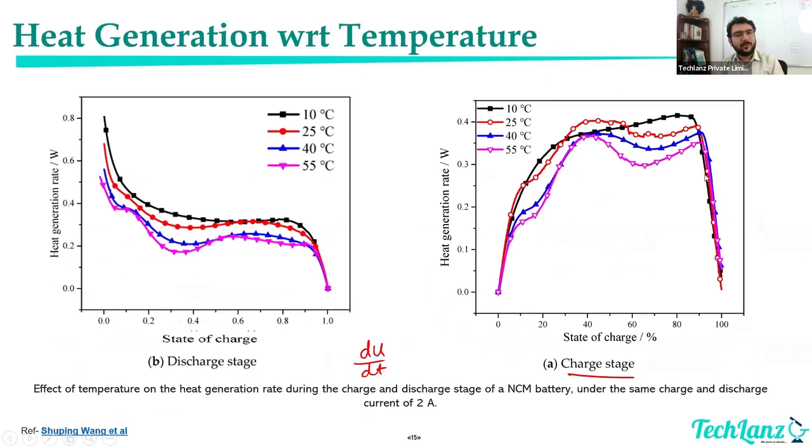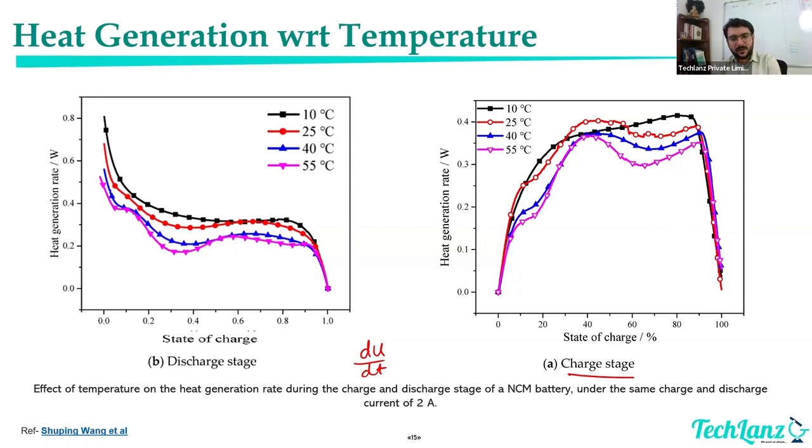Now, this is something very important. If you are only modeling I square R losses, you will not find this curve during the charge state, if you ignore the entropy generation, which is a reversible component of it. So your heat generation prediction will become wrong when the battery is fully charged or fully discharged. At this point of time it's maximum, right? So this is the difference which happens if you're not modeling it correctly.